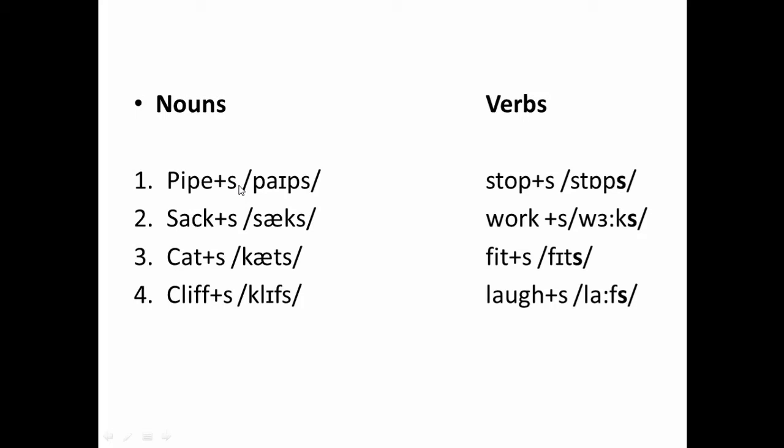But in pronunciation, this s has a totally different sound depending upon the sound that comes before. So that is pipes. There is a voiceless sound before this s, a voiceless k, a voiceless t, so this will be pronounced as s. Similarly, in these examples as well, there is a voiceless sound at the end, because of the voiceless p, k, t, and f, this s stays s: stops, works, fits, laughs. This is rule number one.